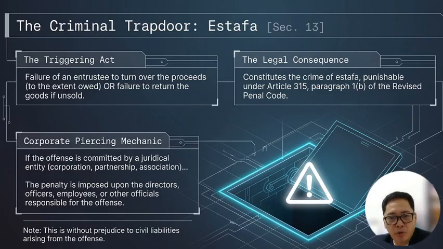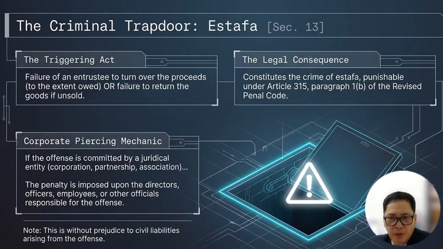The offender is prosecuted and punishable under the strict provisions of Article 315, paragraph 1(b) of the Revised Penal Code. This is the exact mechanism that fulfills the state's policy to penalize the misuse and misappropriation of financed goods. So, piercing the corporate shield: one of the most powerful aspects of Section 13 is how it handles corporate violators.